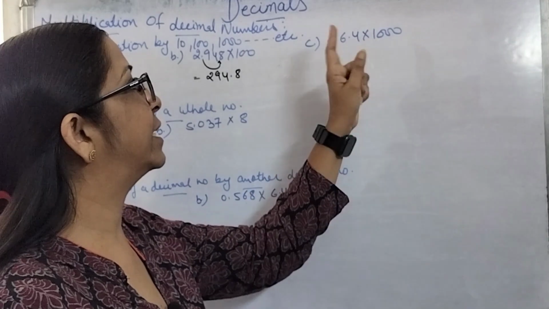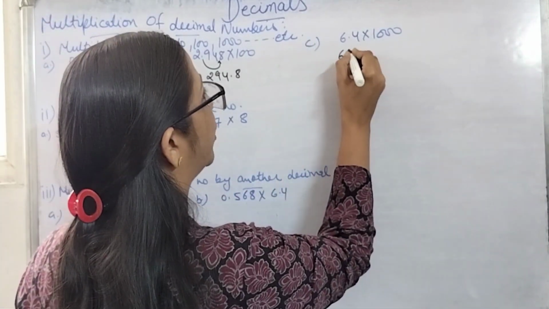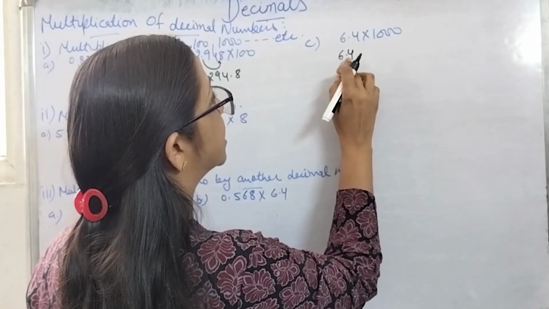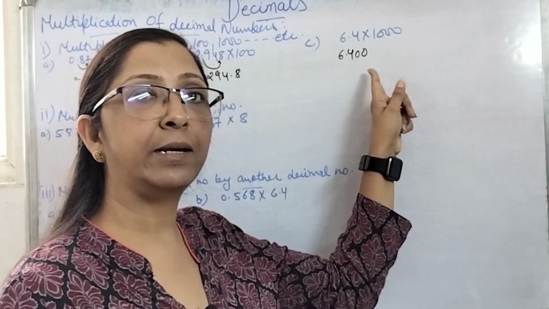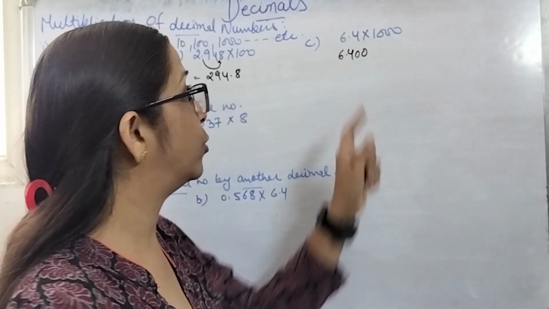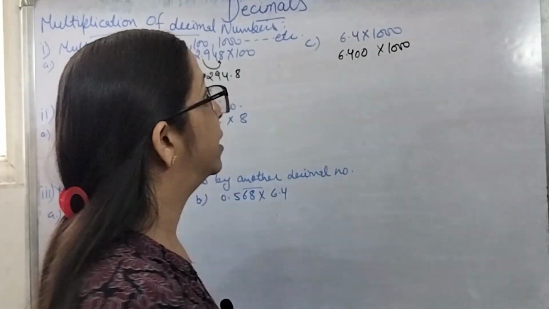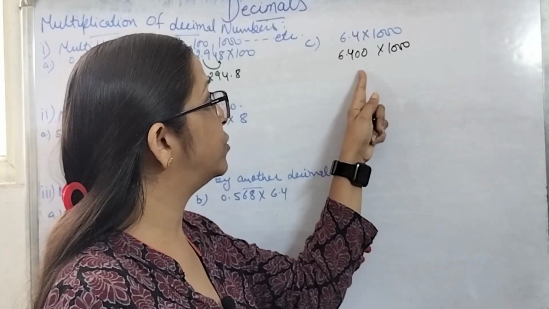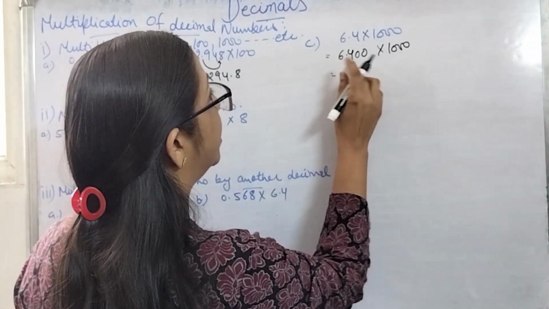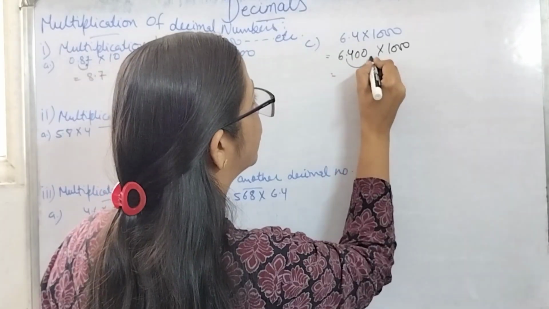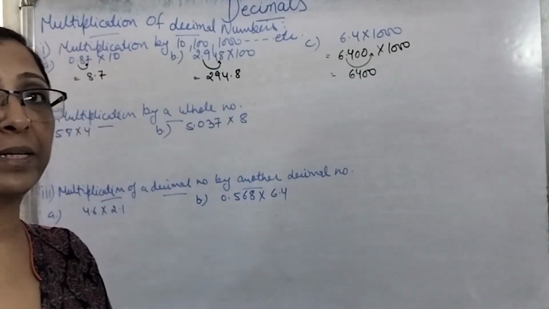Over here, we can see that there is only one digit. But we know that 6.4 could be written as 6.400. If we multiply this by 1000, then the decimal is going to shift towards the right by 3 digits. So this decimal is going to shift over here, and this could be written as 6400 will be the answer.